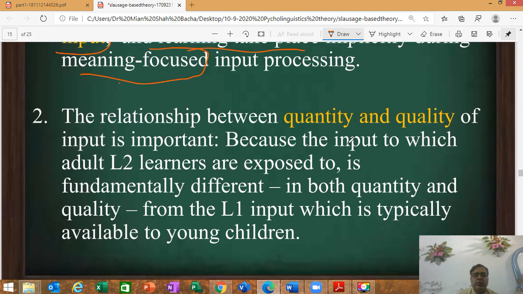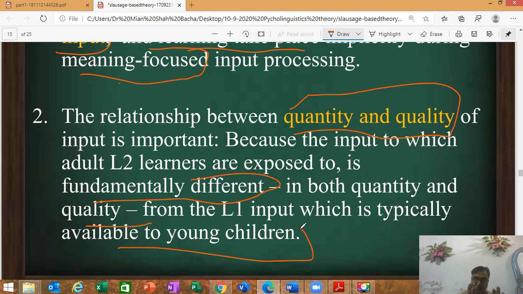Another important point is the relationship between quantity and quality of input: how much qualitative input is given. The input to which adult L2 learners are exposed is fundamentally different in both quantity and quality from L1 input, which is typically available to children. So again, the point is raised that the input given to young children for learning their first languages is different from the input given to adults for learning their second languages.